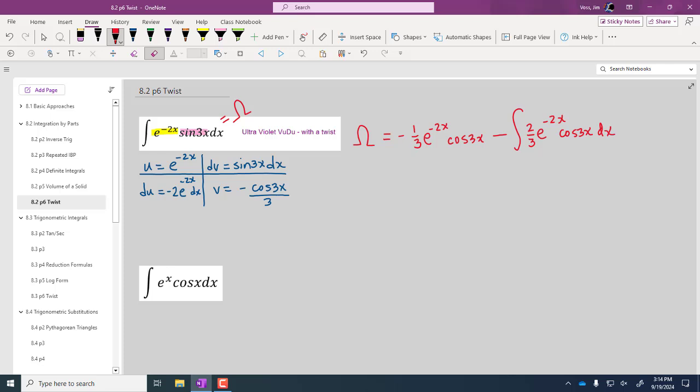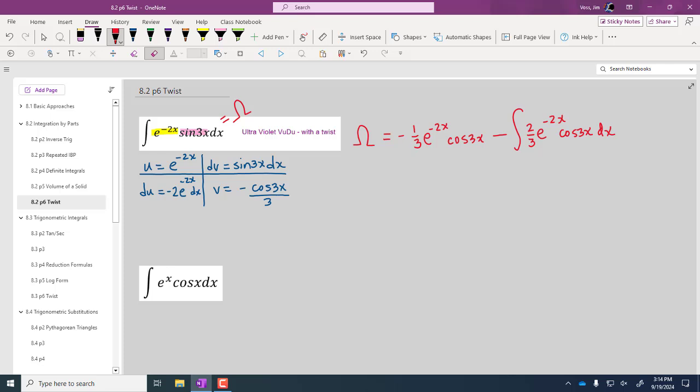So here is where we are at our crossroads. This is the crossroads where we ask ourselves, is this integral easier or harder than the original? And our conclusion would be it's neither easier nor harder. It's the same. Right? There's a 2/3. That doesn't make it harder. That's just a multiplicative constant. But we have an e and we have a cosine instead of an e and a sine. It's the same. This is fine. With a twist, that's what we want. We don't want it to get harder. With a twist, it can't get easier.